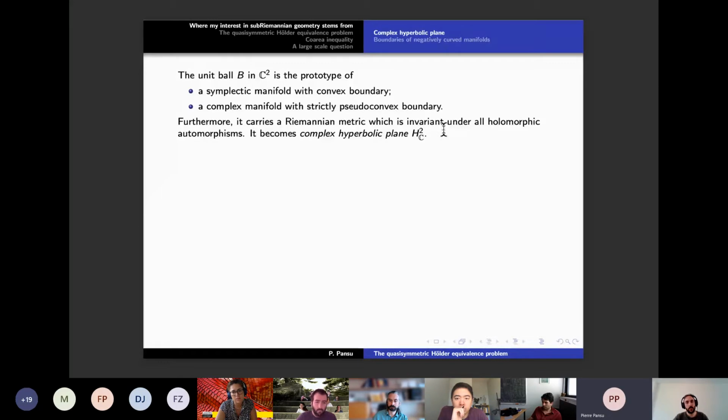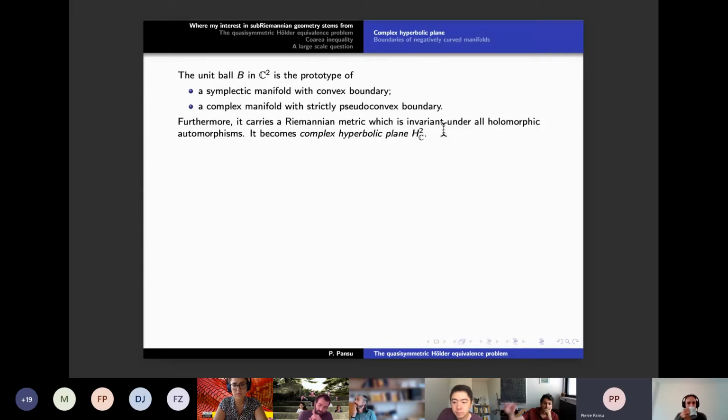Now the beautiful thing is that on the ball, first, there are plenty of holomorphic automorphisms, a huge group, which is transitive, but in fact much stronger than transitive. And simultaneously, there is a complete Riemannian metric on the ball which is invariant under all these holomorphic automorphisms. It's difficult to draw pictures in 4 dimensions, but the picture you should have in mind is of the real hyperbolic plane. What I'm speaking of is a complex version, but very many features are the same.